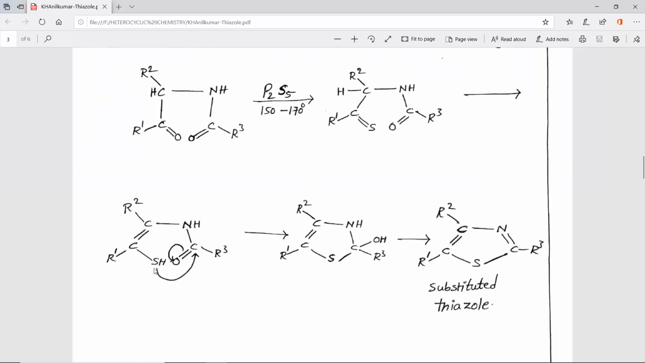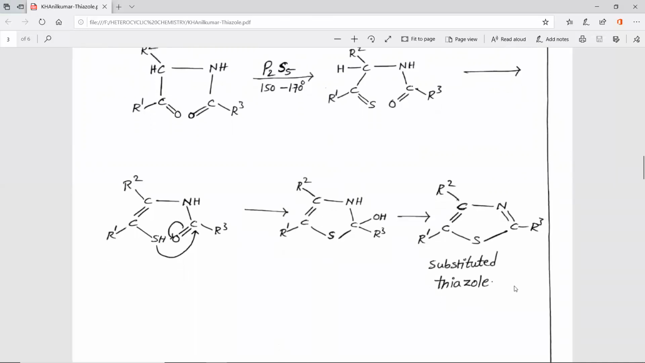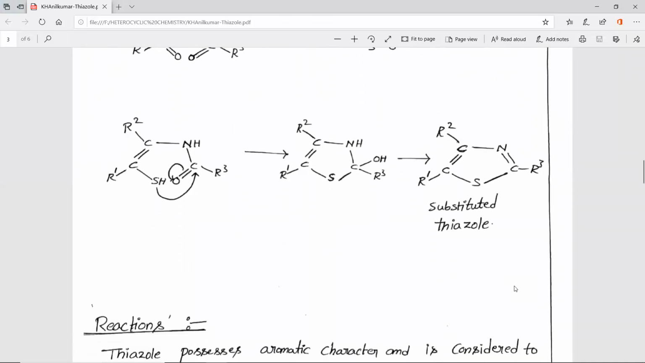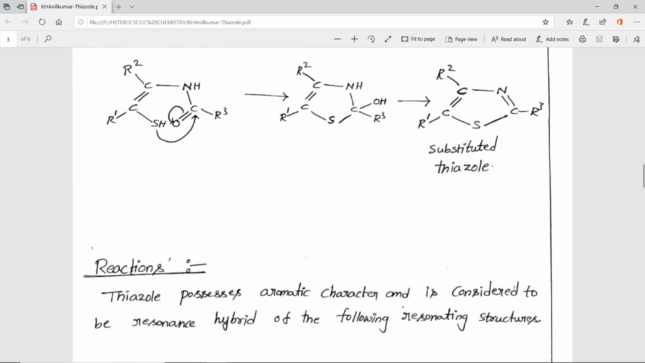So now this thiol will attack as a nucleophile at the carbonyl carbon. So it is an amide carbonyl group. So the sulfur atom will attack as a nucleophile, and this is followed by the removal of OH minus and H plus, resulting in the formation of a double bond between carbon and nitrogen, and therefore we get a 2,4,5 trisubstituted thiazole. Various substituted thiazoles can be prepared by this method.